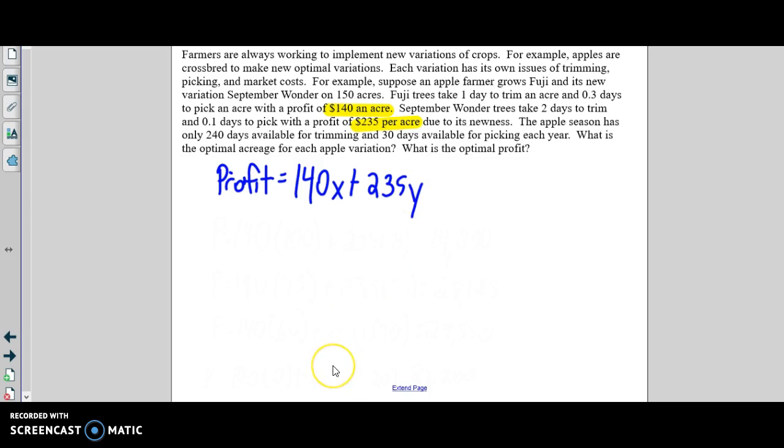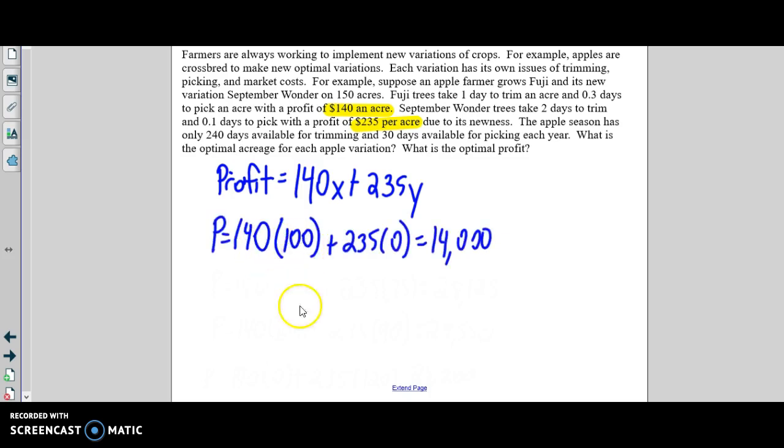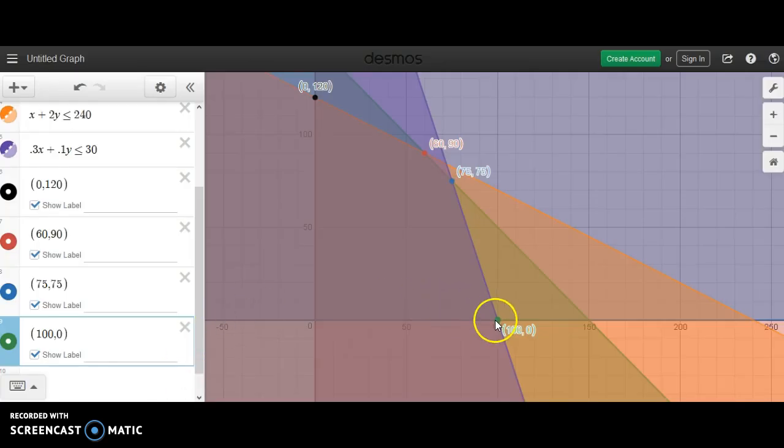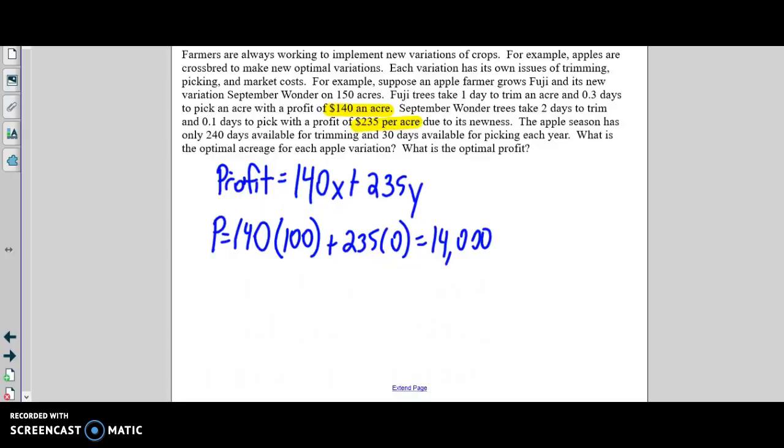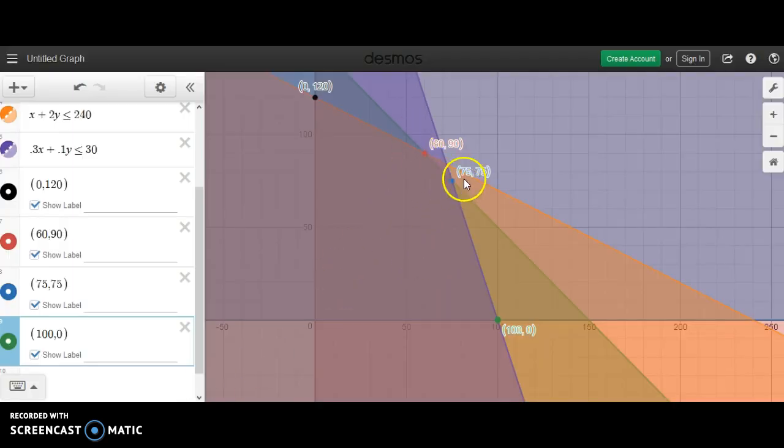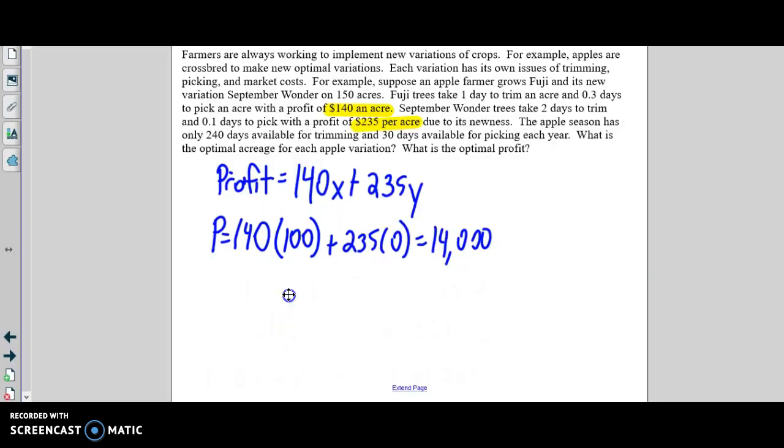When I'm optimizing using this linear programming, I can take those vertices and plug them into the profit equation to see which one maximizes my profit. So let's take some of those. I could do 100 acres of Fuji and 0 acres of September Wonder. Looking back at my equation, that only makes me $14,000. So I've got the 60-90, the 75-75, and the 0-120 to plug into this equation as well. Let's do that.